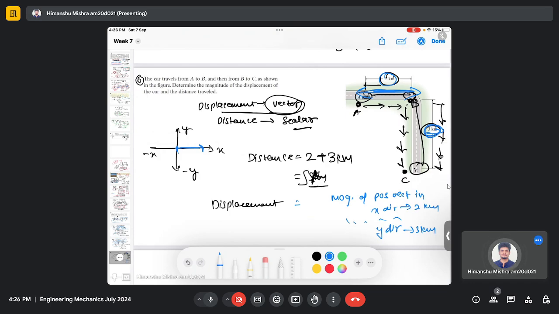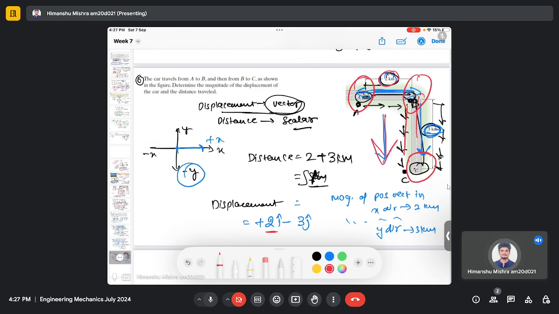You can see that from B to C it is going downward, towards minus y. So my displacement will be plus 2i minus 3j, because first it is moving in the plus x direction from point A to point B, and the magnitude is 2 kilometers. It is entirely moving in the x component with zero y component. So it is 2i plus 0j. Then it is entirely moving from B to C here.